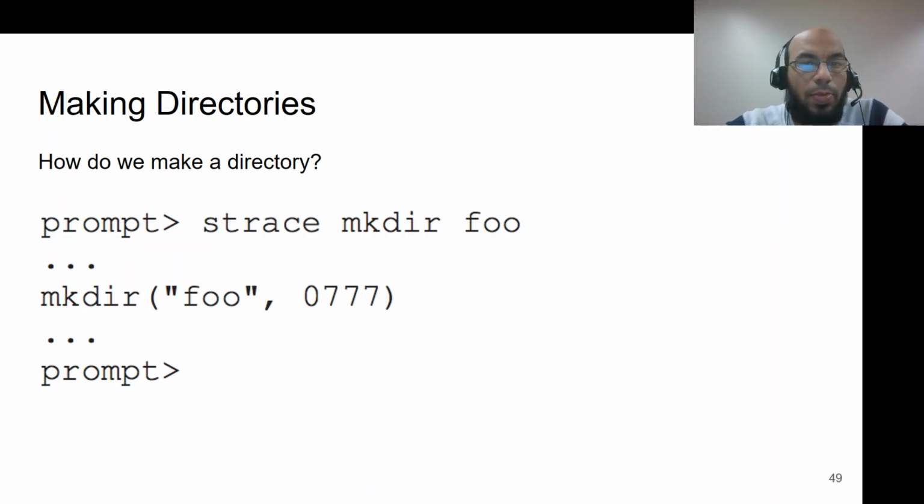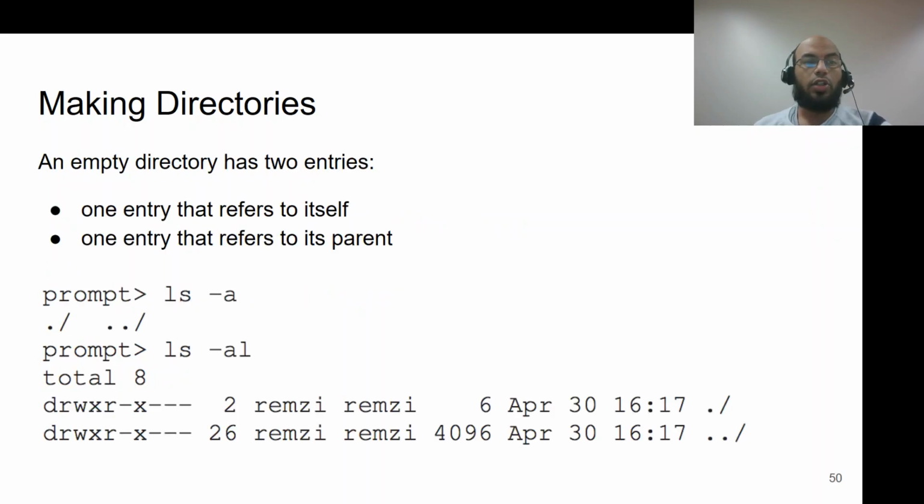So if you strace mkdir foo, you're making a directory that's called foo. You'll find that there's a syscall called mkdir, which is make directory, that actually makes the directory foo and gives it 0777 as its access property, its access bits basically. So mkdir is a syscall that enables you to make a directory.